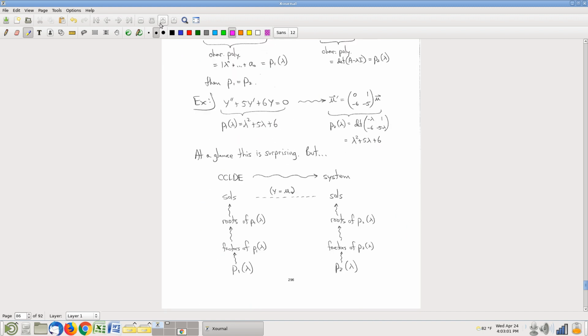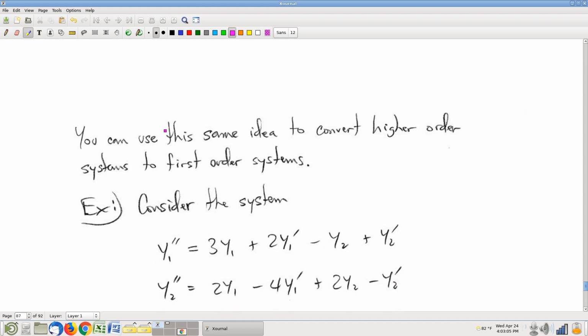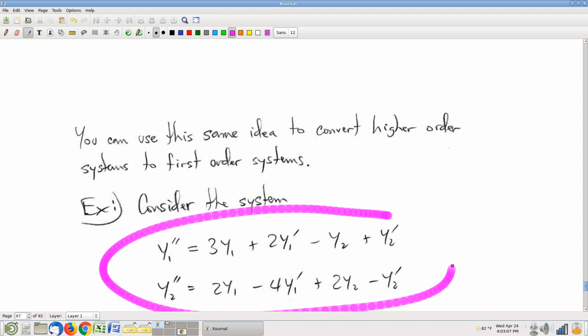A new kind of question I want to consider. And that is something like this. What if we have a second order system, you might call it? Second order because there's second derivatives, right? System because there's two different equations. How would I solve this? And how can I find the y1 and the y2 that make both of these equations work when these equations have second derivatives in them?